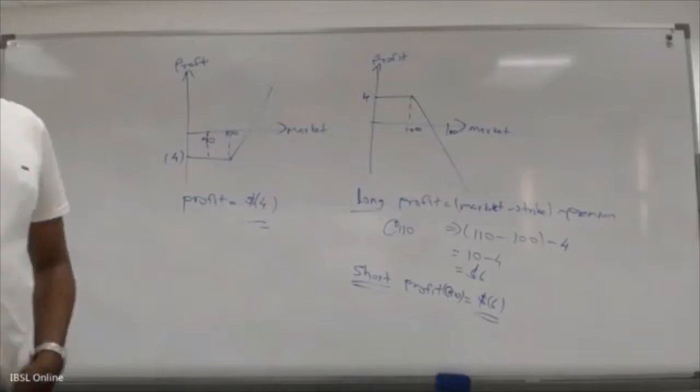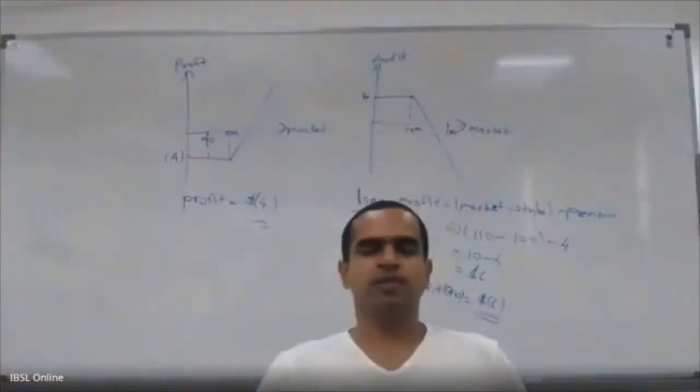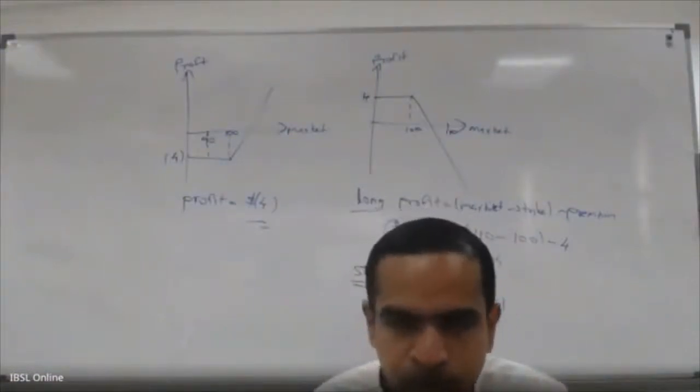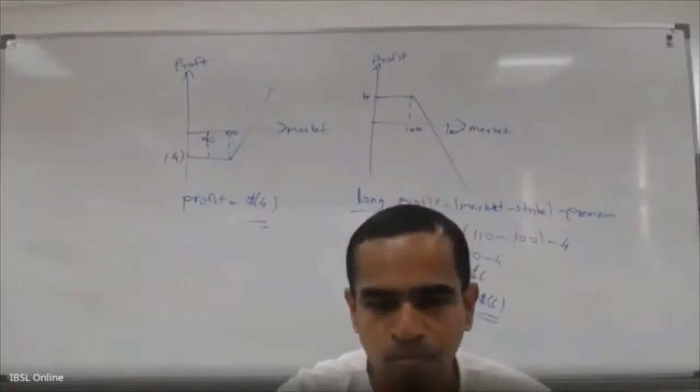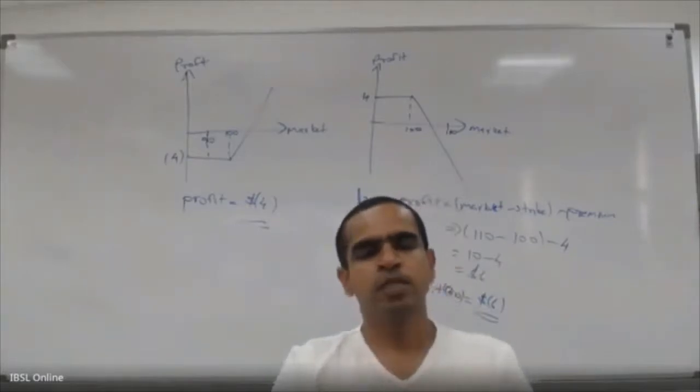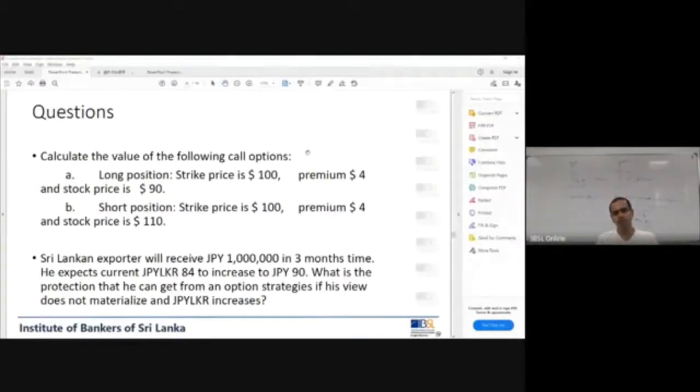Next question. A Sri Lankan exporter will receive 1 million yen in 3 months. So he's a Sri Lankan based exporter, maybe exporting to Japan, and he's going to receive 1 million yen in 3 months. He expects the current yen rupee of 84 to increase to 90, right? It means the yen is expected to strengthen against the rupee, which is good for him.